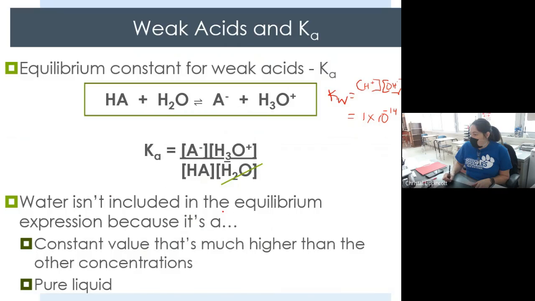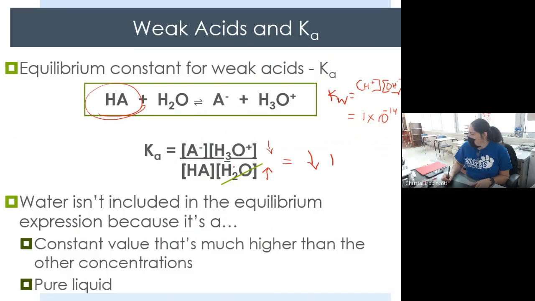Water isn't included in the equilibrium constant because it's a constant value that's much, much higher than the other concentrations. Water is also a pure liquid, so it's not included for that reason either. So when we look at the Ka values for these weak acids, remember, this is the majority of what's present, so the number down here is going to be much higher than these numbers up here. That means your Ka value for a weak acid is going to be well below 1.